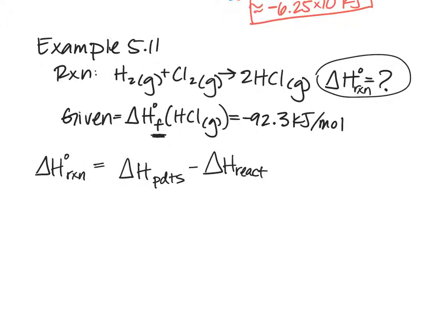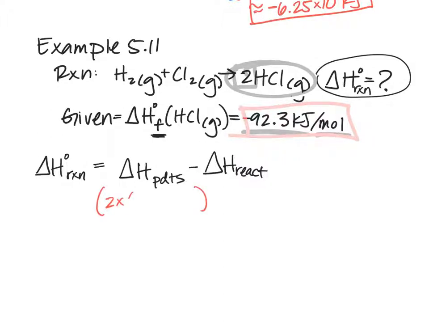So what that means is I first look at the product. In this case, my product is HCl, and I'm also given the amount of heat that's given off per 1 mole of HCl. Okay, notice there are 2 hydrogen chlorides in this reaction, so I need to take this number and multiply it by 2, since there's a 2 in the balanced equation. Okay, so to get products, I'm going to take 2 times negative 92.3 kilojoules. Simple enough. Subtract from it my reactants.